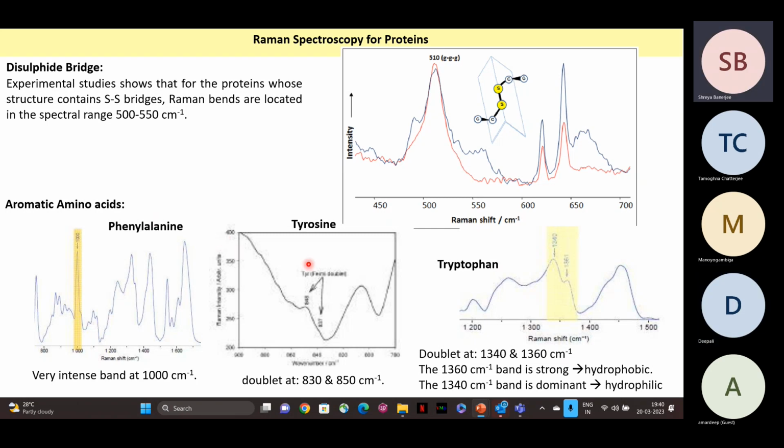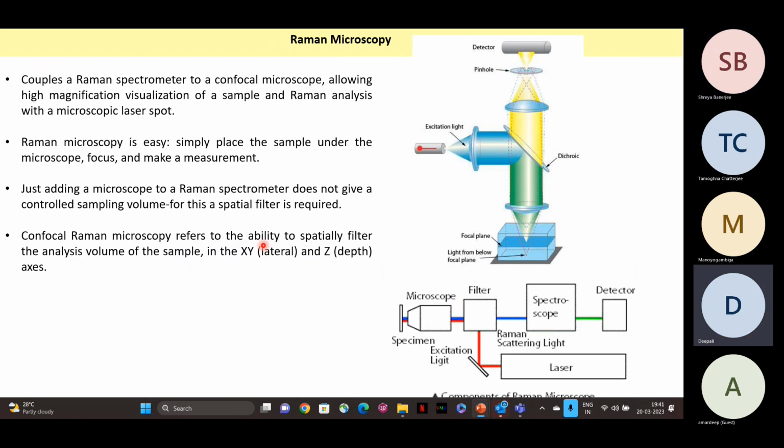Yeah, so Raman spectroscopy is also characteristic for the different aromatic amino acids. We will finally go into two applications of Raman spectroscopy. One is called Raman microscopy. So in Raman microscopy, basically, a microscope is connected with the Raman spectroscopic setup. So what happens is that you can highly magnify a sample and then carry out Raman spectroscopy on that sample.